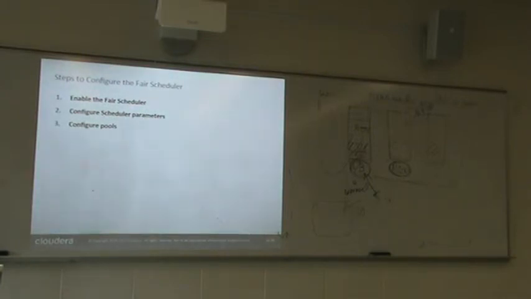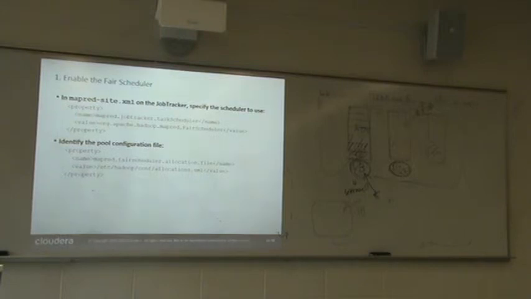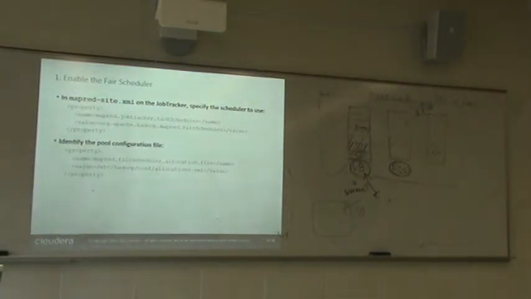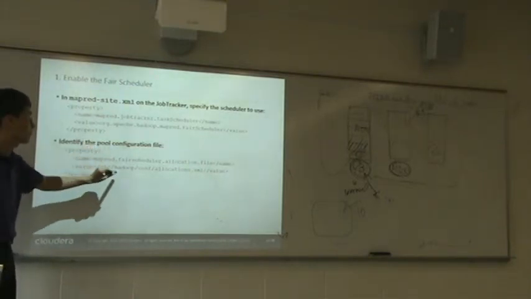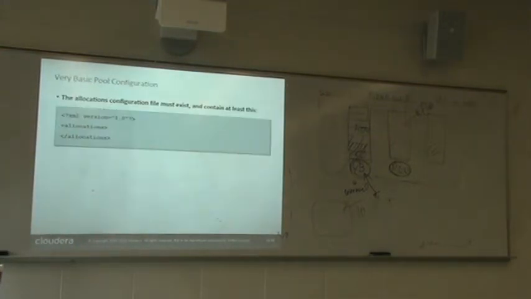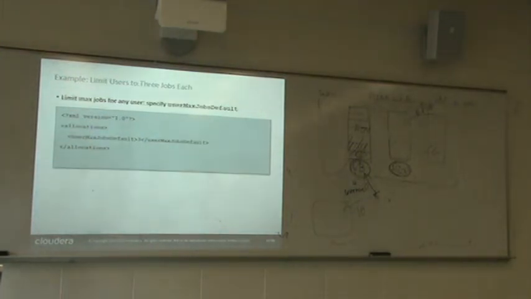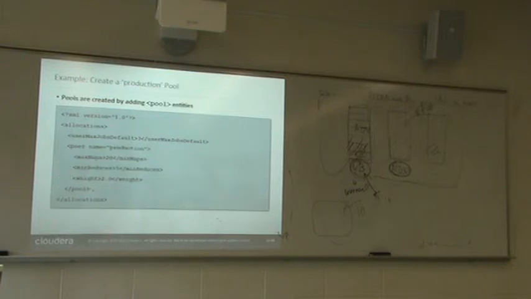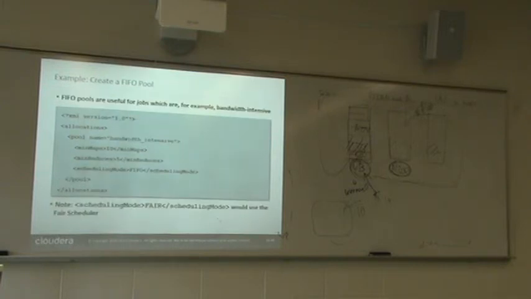We will test the fair scheduler in the exercise lab later. They can be configured by an XML file, like this one is a fair scheduler. How to define a pool? It can be the allocation.xml file. This is an example of the maximum jobs, the default job, minimum share, maximum running, and so on. This is an example to create a first-in, first-out pool, for each pool.